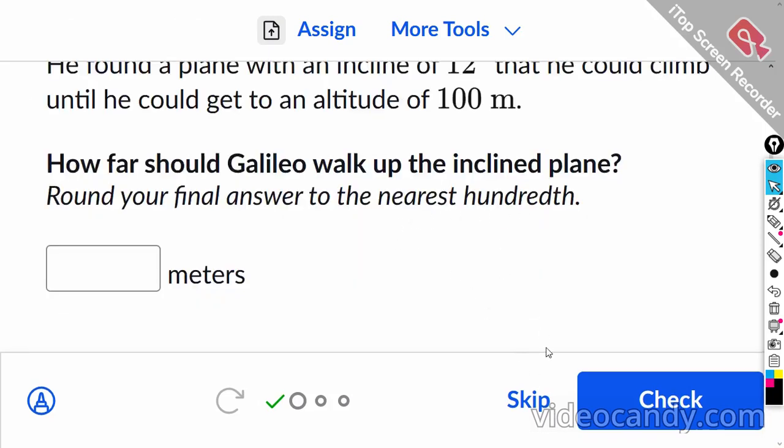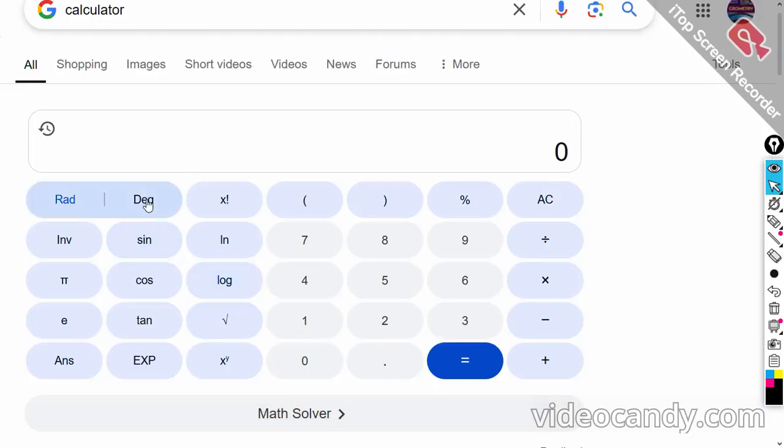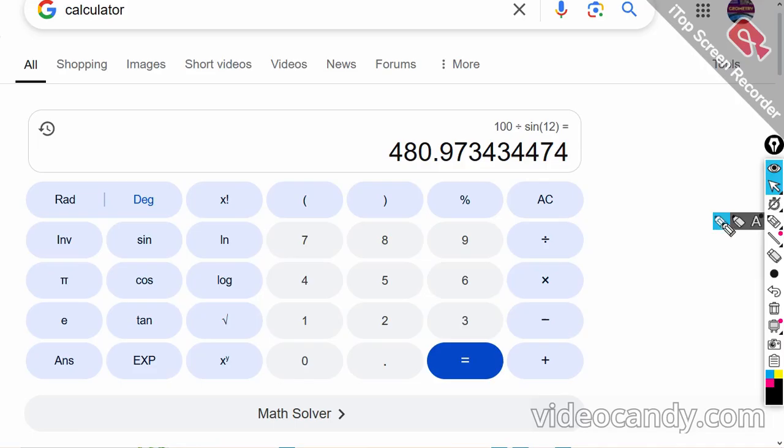And round to the nearest hundredth. All right, make sure you're in degrees. 100 divided by sine of 12. Close parentheses, hit equals. And let's see here. They said nearest hundredth. So that's 2 decimal places. Look at the third decimal. If it's less than 5, you round it down. So 480.97.